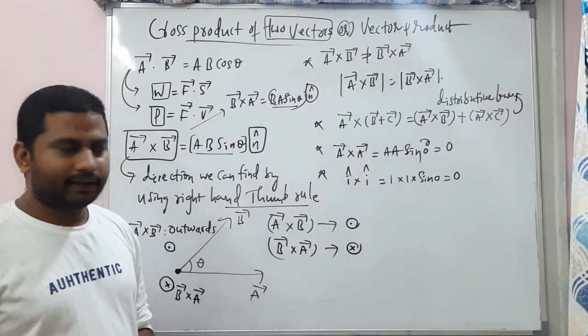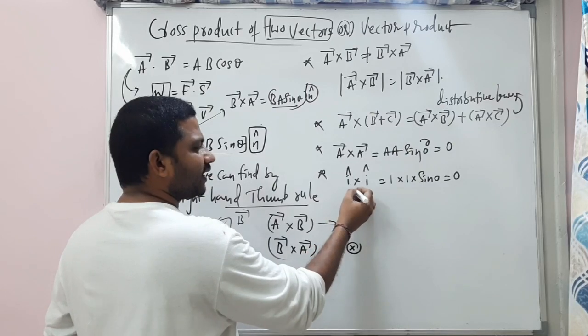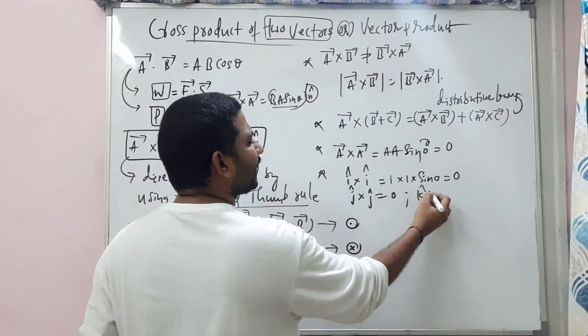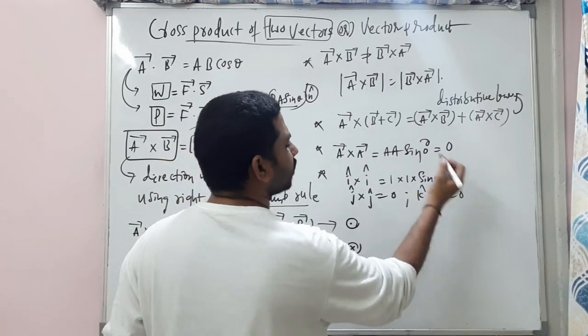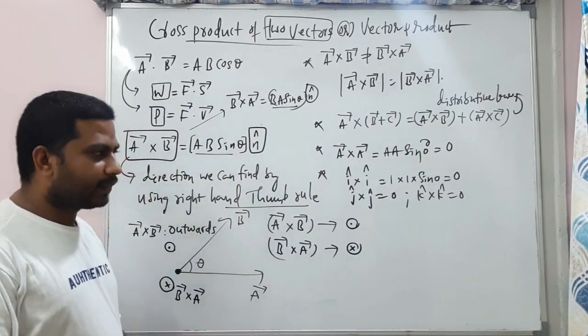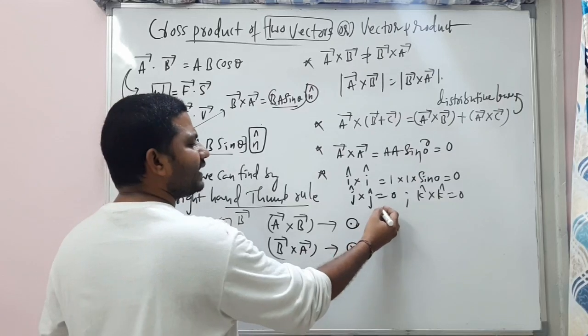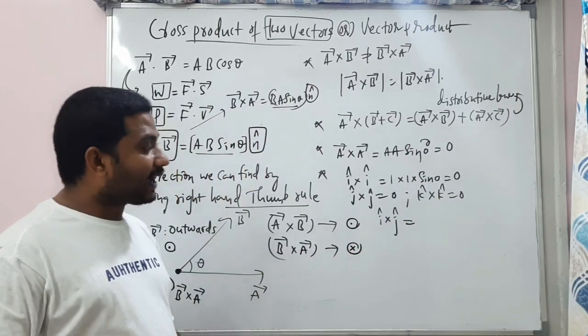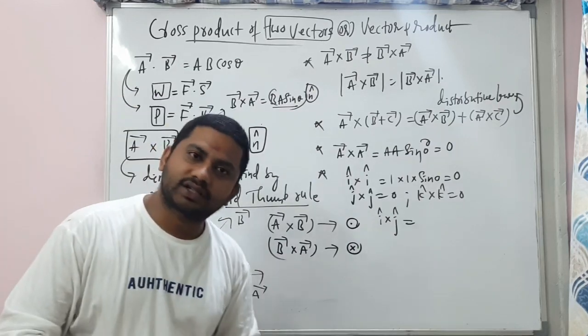In the same way, j cap cross j cap is also 0, and k cap cross k cap is also 0, my dear students. And in the same way, i cap cross j cap is how much?